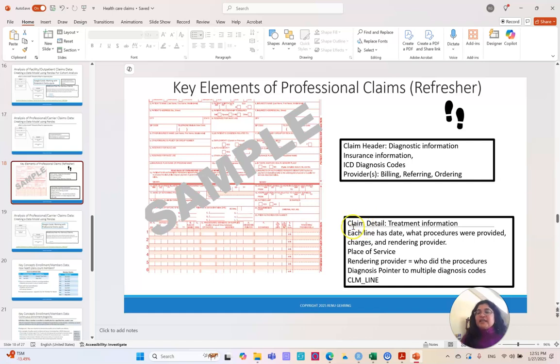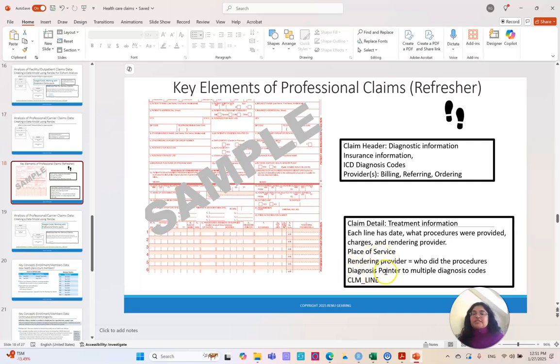In your detail, you have more information about treatments. What was the treatment that was done? Each claim line has the date, what procedures were provided, the charges, and who provided them. And this is where place of service becomes important.